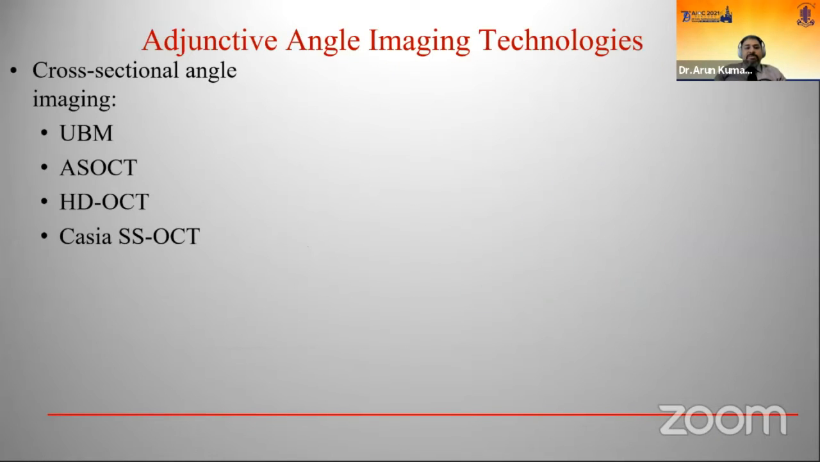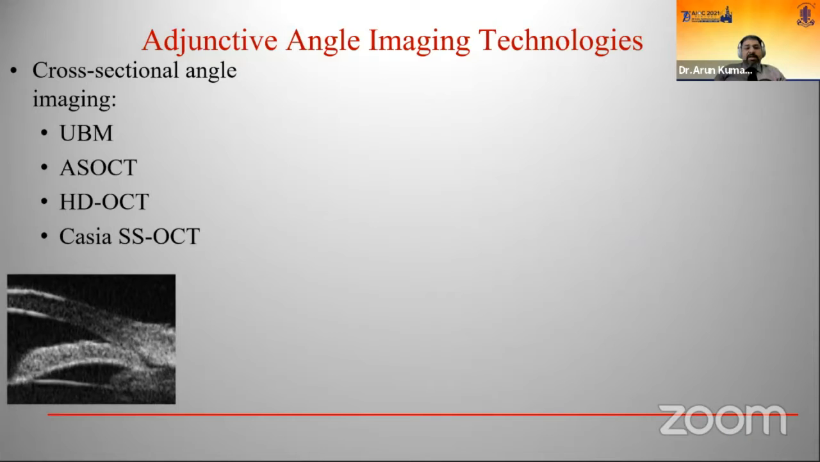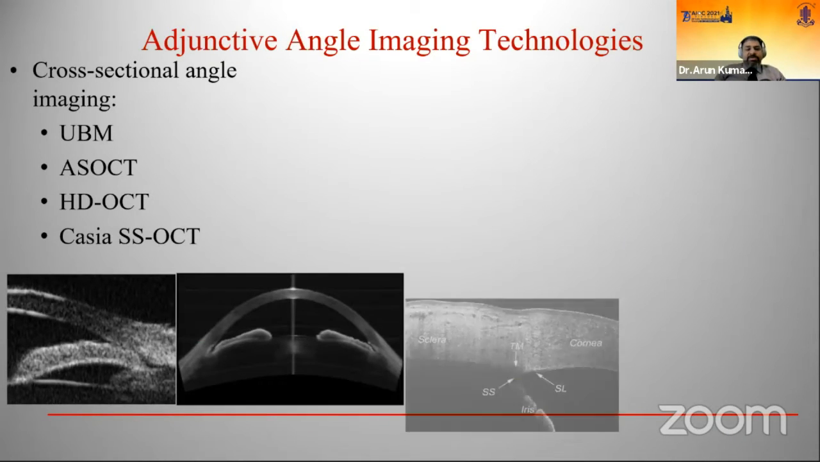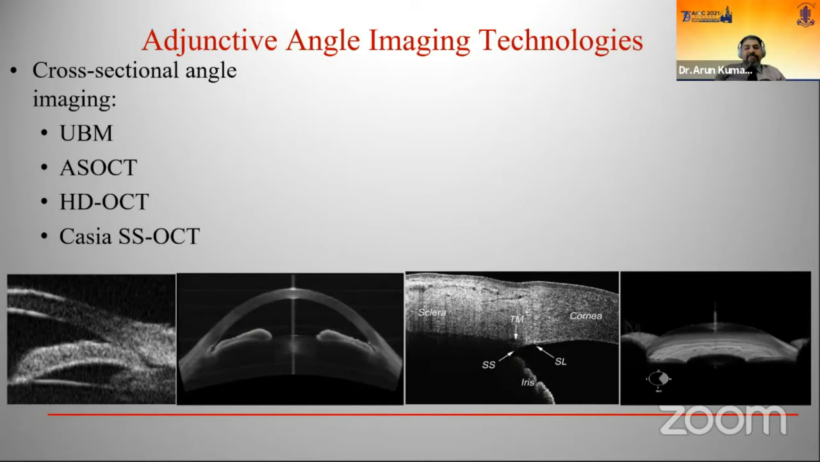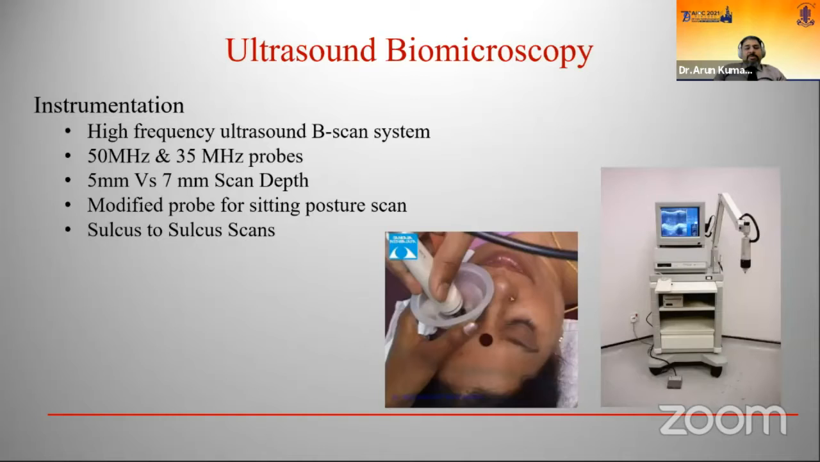This is where cross-sectional angle imaging tools have made an impact on our clinical approach and practice. Some of these tools are the ultrasound biomicroscopy and the optical coherence-based platforms. There's the AS-OCT, the high-definition OCT, and the swept source OCT. Ultrasound biomicroscopy has been a revolutionary technology.